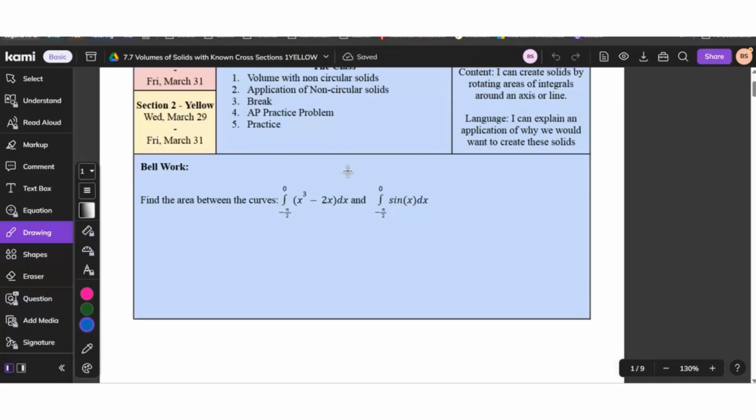All right, so if I'm doing this, I first have to figure out which one is the top function and which one is the bottom function. We used these functions before, but I changed the bounds. So instead of checking at 0 and 1, I need to check between 0 and negative pi over 2, which is the boundary. What's a value that's in between those? Negative pi over 4. All right, we could do that.